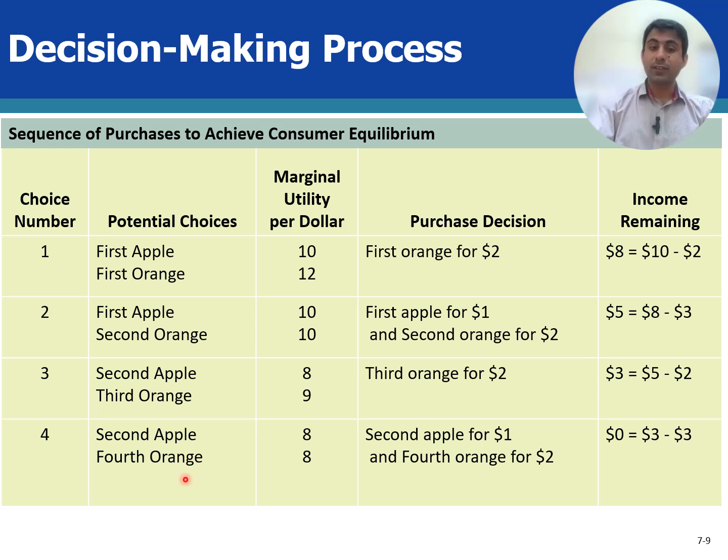So he'll go for the fourth choice. He already bought the third orange. Now he can buy the second apple or the fourth orange. The second apple's marginal utility is 8 utils. The fourth orange's marginal utility is also 8 utils. So he'll purchase both. He'll spend $1 to purchase the second apple, and he'll spend $2 to purchase the fourth orange. So in this case, his remaining money will be 0. He spent all his income to purchase apples and oranges. So he will buy 2 apples and 4 oranges. With this purchase, his total utility will be maximum and the consumer will be in equilibrium.